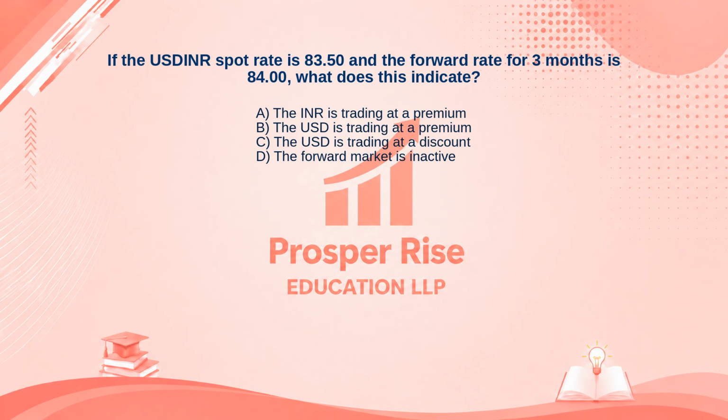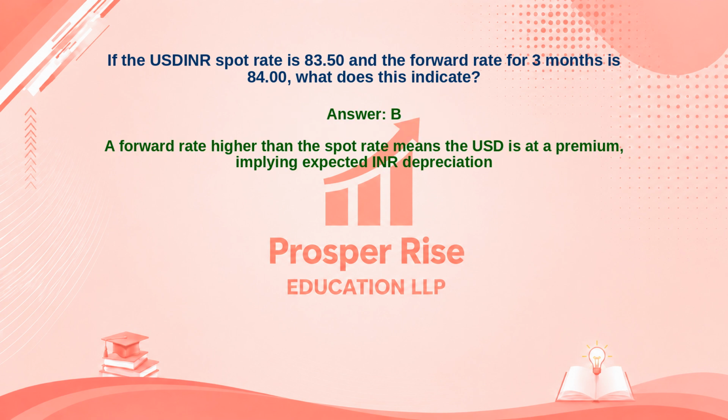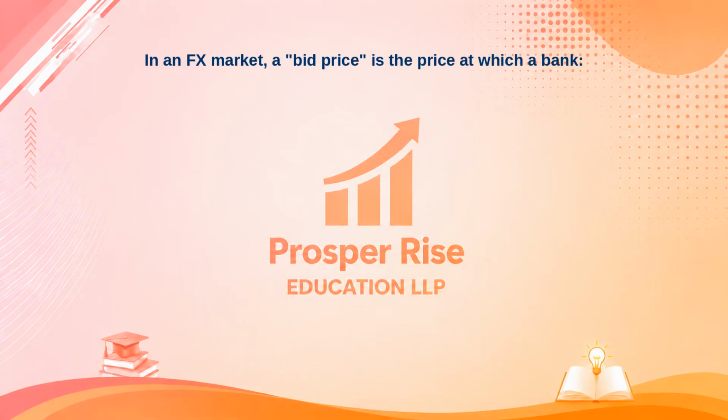Take a moment to pause the video and decide. The correct answer is option B. Let's see why. A forward rate higher than the spot rate means the USD is at a premium, implying expected INR depreciation. In an FX market, a bid price is the price at which a bank.